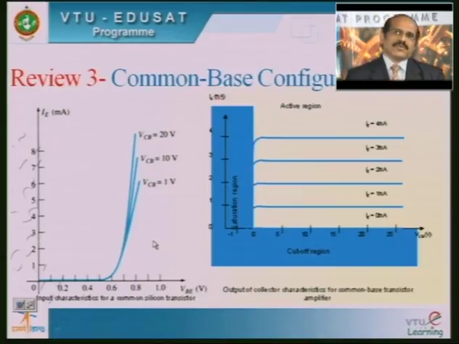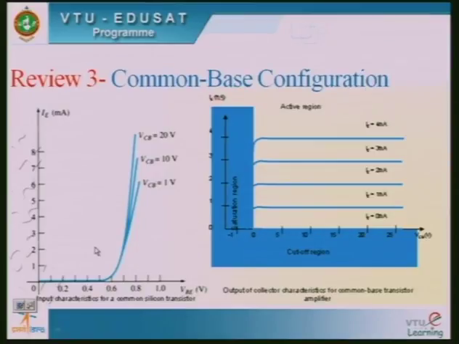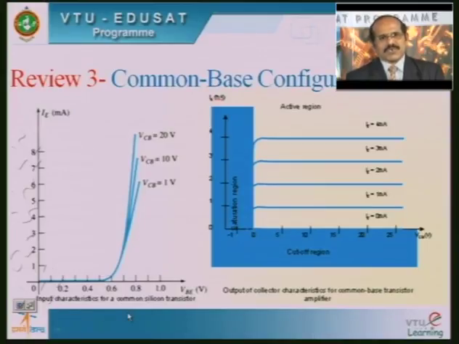Also, we discussed the input and output characteristics of the common base configuration. So friends, you know that the input characteristics are the plot of the graph between base to emitter voltage and the emitter current. So VBE is the input voltage, IE is the input current, keeping VCB constant. If for a fixed value of VCB you draw the plot of VBE versus IE, you will get the input characteristics of the common base configuration.